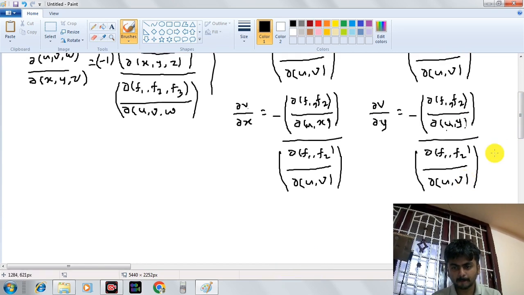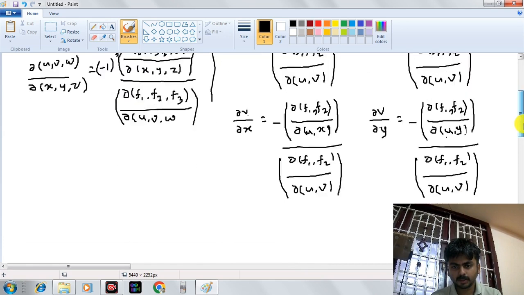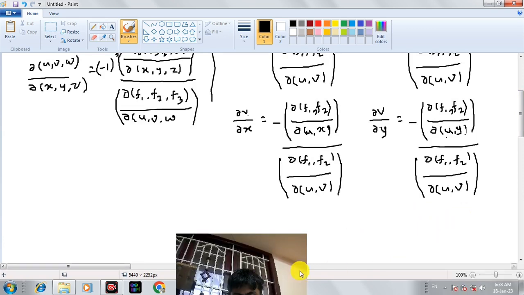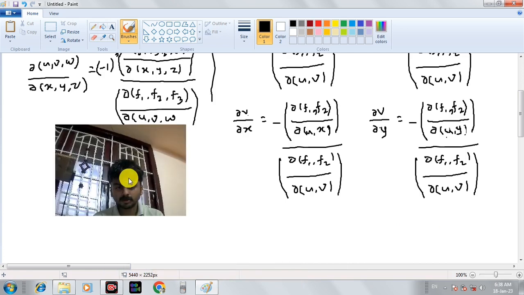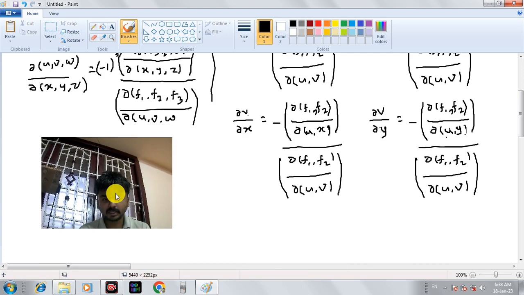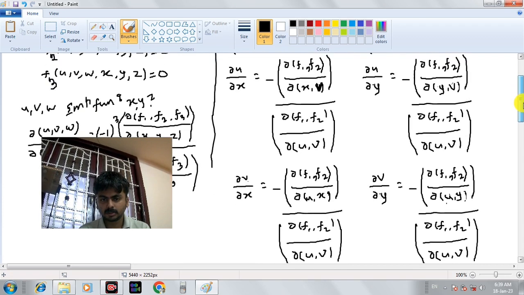Okay, just a minute. For your easy understanding, I shall display the formula fully. I'll display the formula fully.